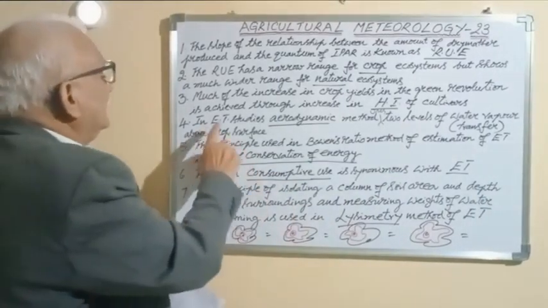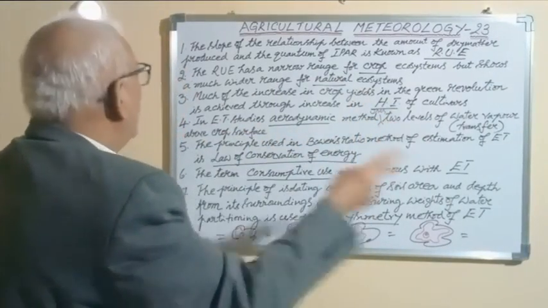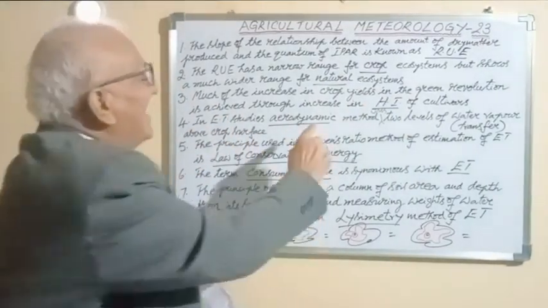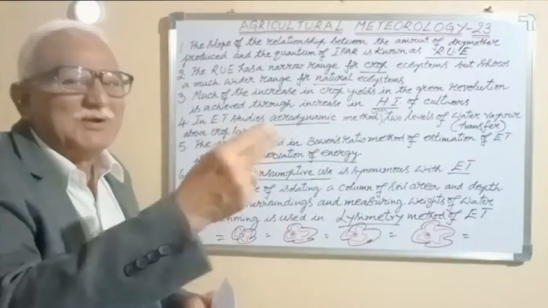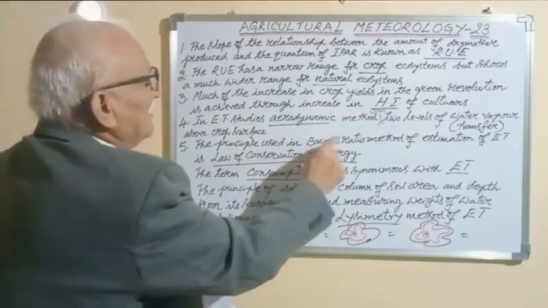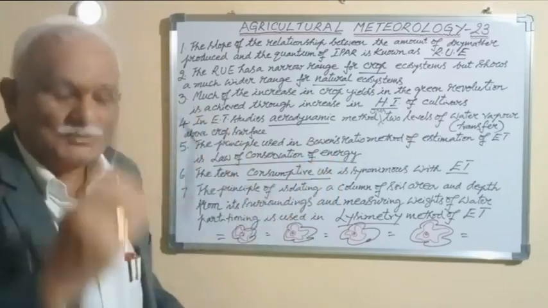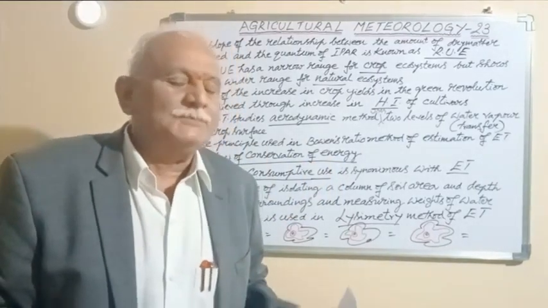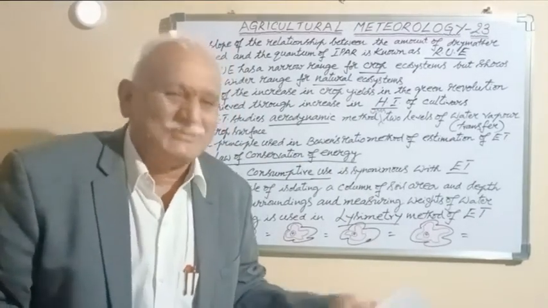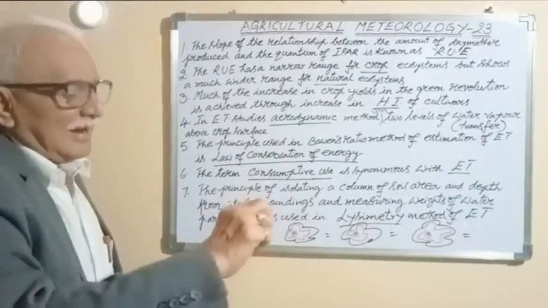Now, in ET studies, the aerodynamic method uses two levels of water vapor above the crop surface, at a short distance. Okay, that's one. Now, the principle used in Bowen's ratio method of estimation of ET is the law of conservation of energy. Please note that net radiation is equal to latent heat plus sensible heat flux, plus ground heat flux, plus miscellaneous energy stored in the soil. That is the law of conservation of energy used in the Bowen's ratio energy balance equation.